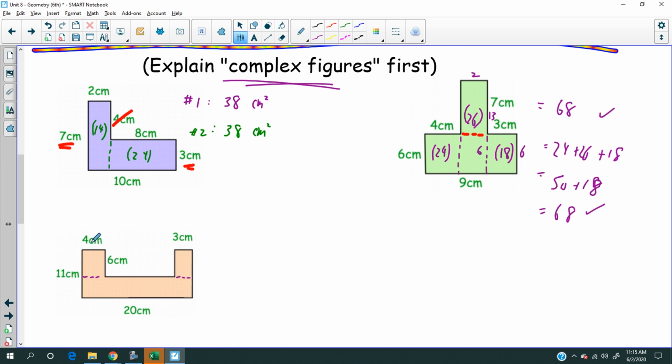Now, if this is the case, this is 4 by 6. So that's 4 times 6, 24. Now, let's see.